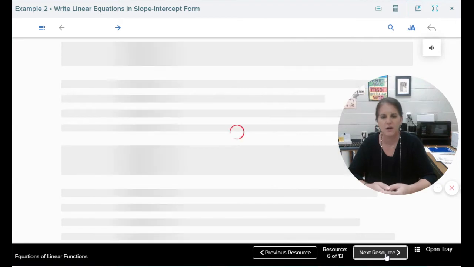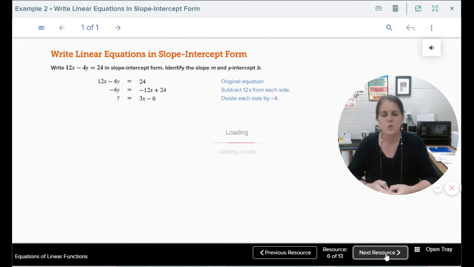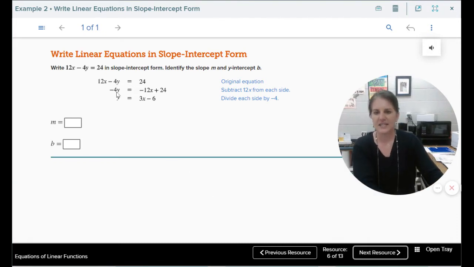So let's try to write our own. Write 12x minus 4y equals 24 in slope-intercept form. Identify the slope m and the y-intercept b. So we can see that we want to get y all by itself. We want it to be y equals mx plus b. So we've got to take this 12 and move it to the other side.